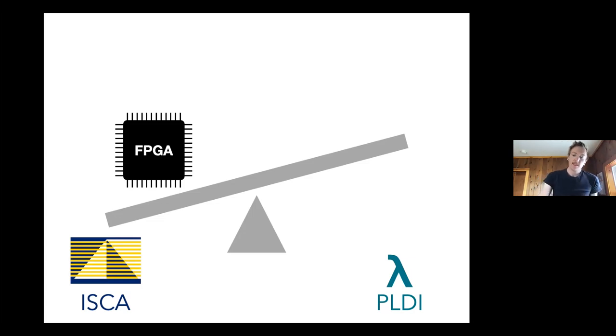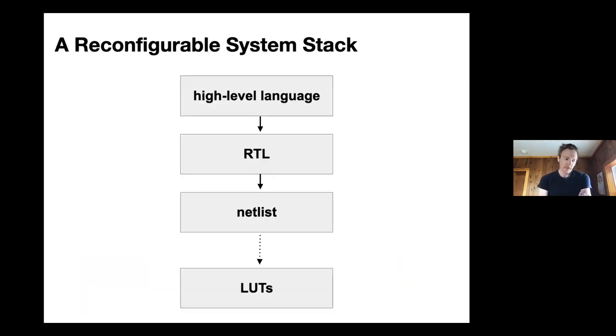All right, rad. To lay out a vision of where I think we can go with this, I'm drawing a little bit of a system stack here that's analogous to the compiler stack for CPUs, giving a picture of how high-level accelerator design languages get turned into configurations for FPGAs. At the very bottom of this, it says LUTs, or lookup tables. For the less FPGA initiated in the audience, that's the basic unit of reconfigurability in an FPGA.